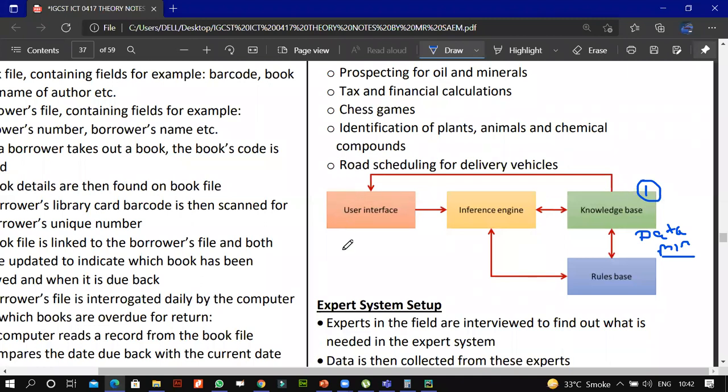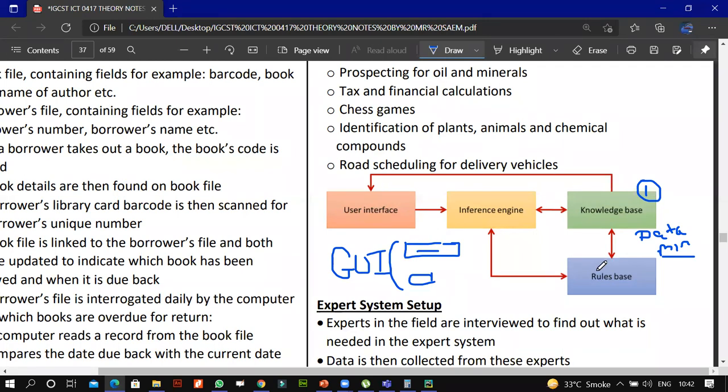Now, the user interface basically tends to be your GUI that we've always talked about, the graphical user interface. The graphical user interface obviously will include, let's say, the text box where you can type a query, and you have a button where you can submit. A very simple case, I would say. And once you type in the query, the question, it goes through the inference engine to the knowledge base. Inference engine basically connects your user interface with the knowledge base.